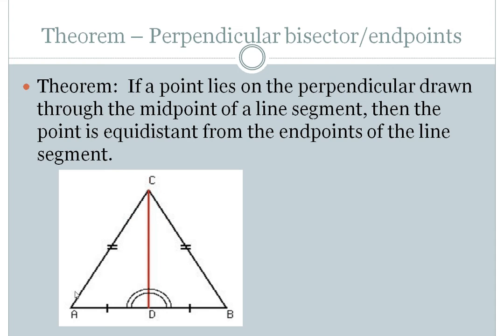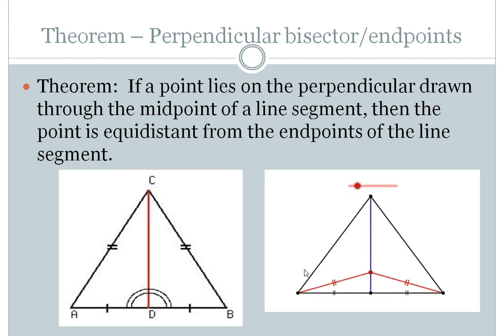All it says is this: if AB is a line segment and it has a perpendicular bisector CD, then any point on this perpendicular bisector will be the same distance from A as it is to B. This applet from GeoGebra demonstrates the fact that any point on that perpendicular bisector will make this line segment congruent to this line segment on this side.